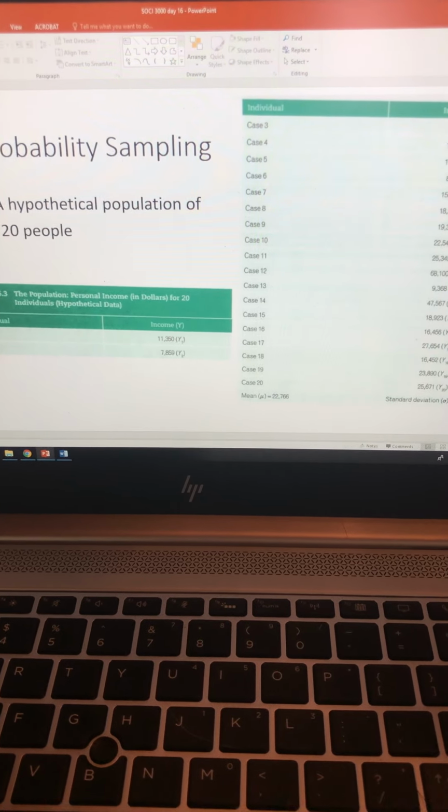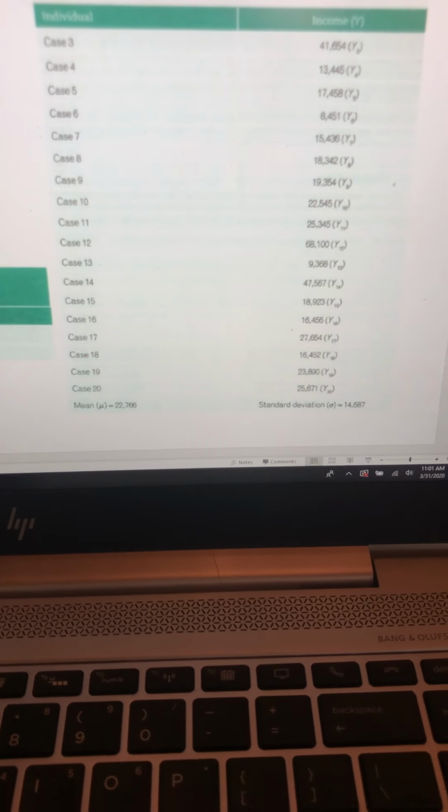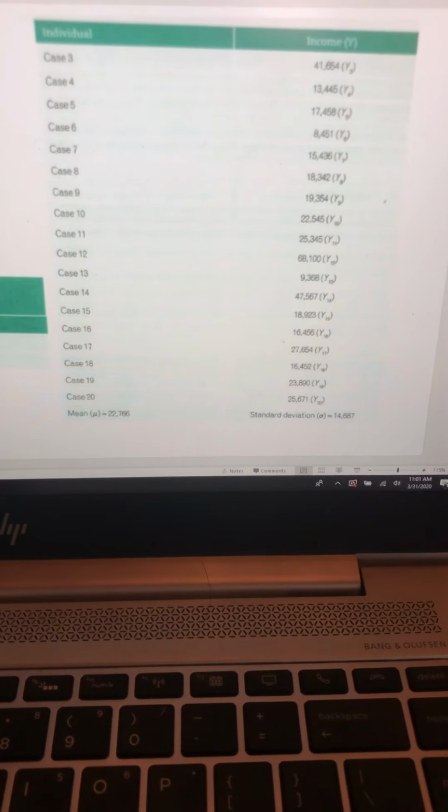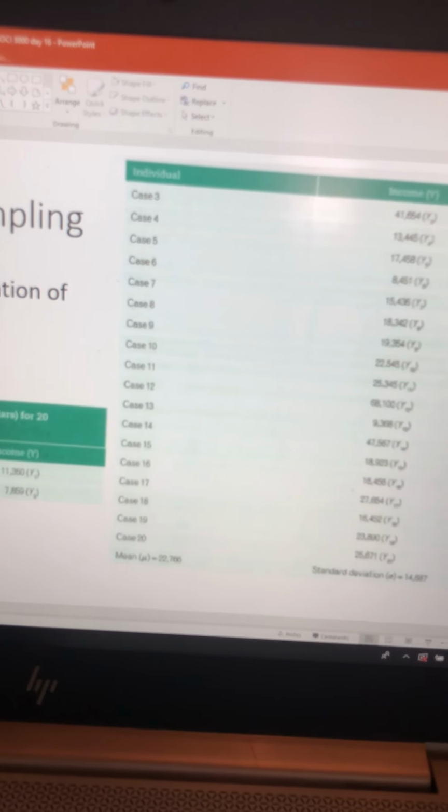But what if we only took a sample of 1? Well, we could end up with something like 22,545, like in case 10. That would be really close to the real number, to the true population mean. However, if we took a sample of 1 and we got case number 12, we'd be way high. Or case number 6 would be way low. As the sample size increases, your sampling error goes down.